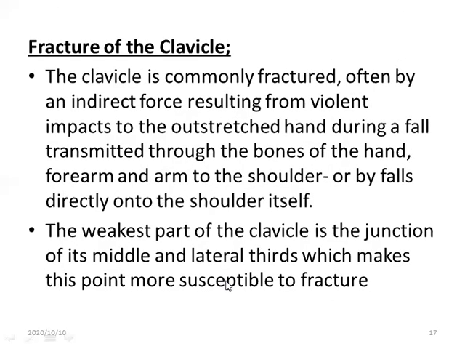Fracture of the clavicle. The clavicle is commonly fractured, often by indirect force resulting from violent impact with the outstretched hand during a fall, transmitted through the bones of the hand and arm to the shoulder, or by force directly onto the shoulder itself. The weakest part of the clavicle is the junction of its middle and lateral third, which makes this point more susceptible to fracture. The clavicle is a bone that is easily fractured.